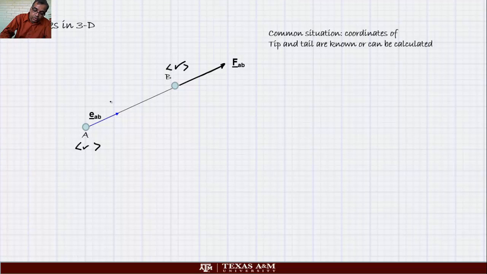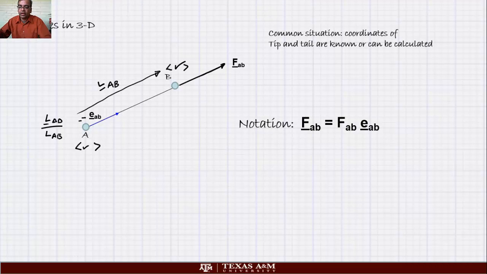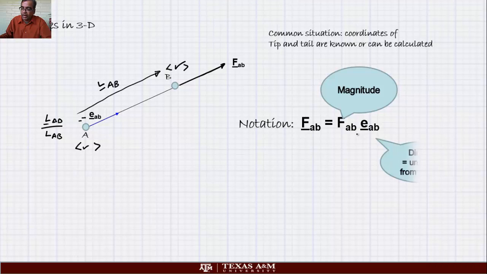What I need to do is first find the line vector. I'm going to take this force and try to draw it. The line vector points in the same direction as the force, and it is L_AB. That's a line vector, and the unit vector is this blue arrow, which is the line vector divided by the length of the line vector. Our notation for forces is: this is magnitude, that's the direction.